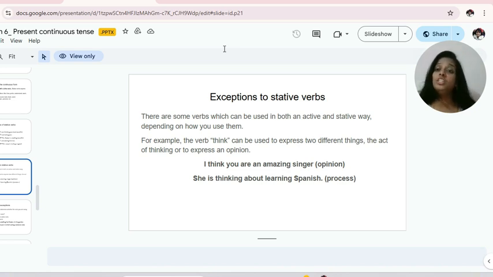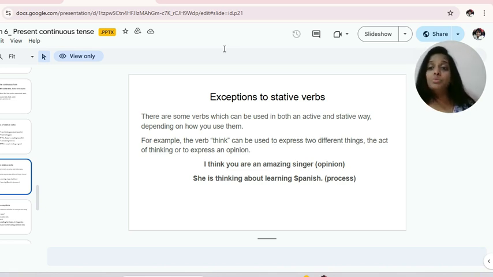And when it comes to she's thinking about learning Spanish. So here in this sentence, when I say she is thinking about learning Spanish, thinking refers to the process of considering something, right? And when we are using the verb smell, she smells so good. This is stative. This describes a state or quality. When it comes to active, they are smelling the flowers in the garden. So here, the smelling verb refers to the action of using their sense of smell.